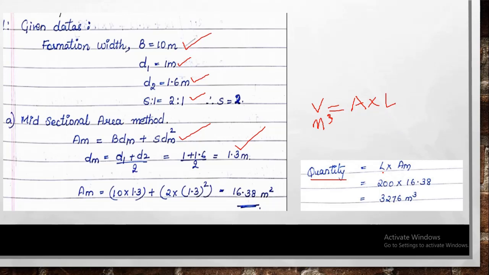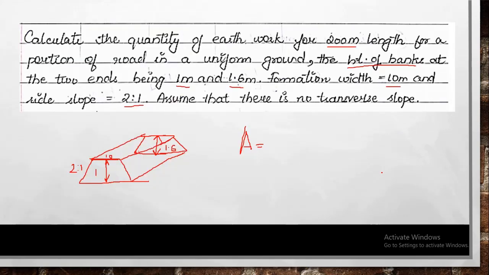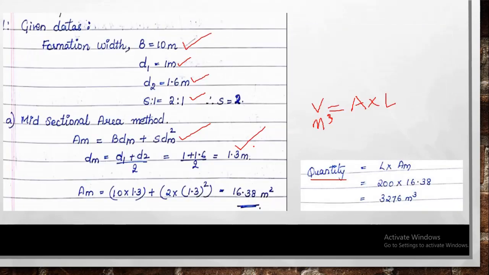We already have the value of L to be 200. It's shown, 200 meter length. That means this length will be 200. So that is the quantity. We get the quantity to be 3,276 meter cube.